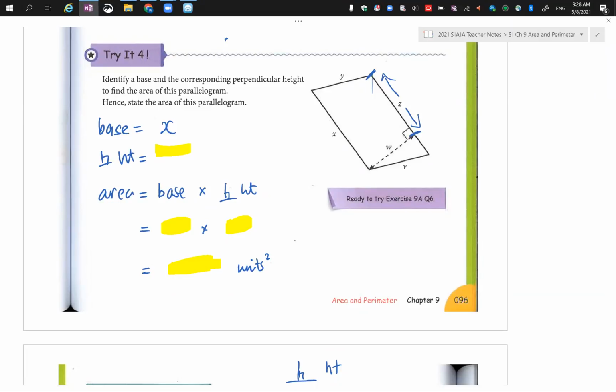Now what about the perpendicular height? Yan Rui says W, correct. See the 90 degrees over here? That tells us it is the perpendicular height.